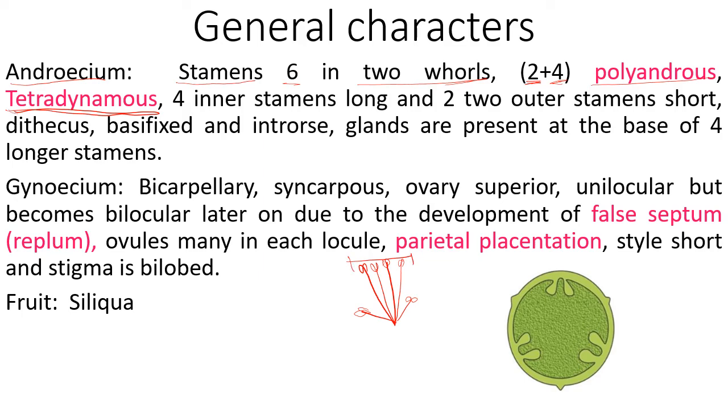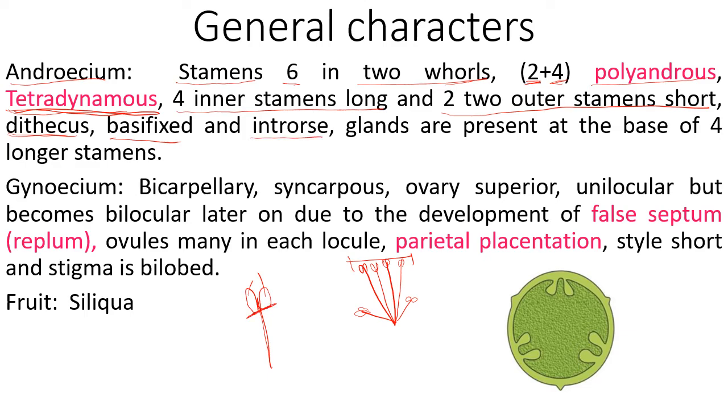This condition is called tetradynamous: 4 inner stamens long and 2 outer stamens short. They are dithecous, where 2 anther lobes are there on the filament. This is one and this is another. This condition is called dithecous. This is basifixed, as it is fixed at the base.